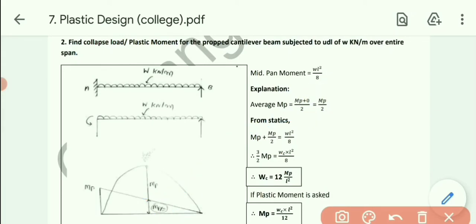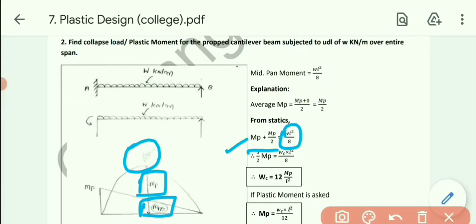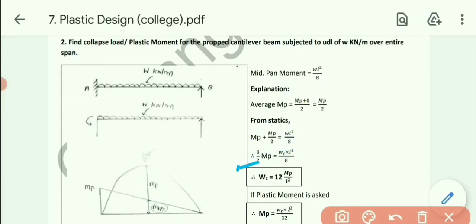Okay. So from the statics, this WL square by 8 total moment will be divided into two parts, MP plus MP by 2. So from the statics, MP plus MP by 2 equals WL square by 8. So ultimately simplifying this one, 3 by 2 MP equals WC L square by 8. WC stands for the collapse load.